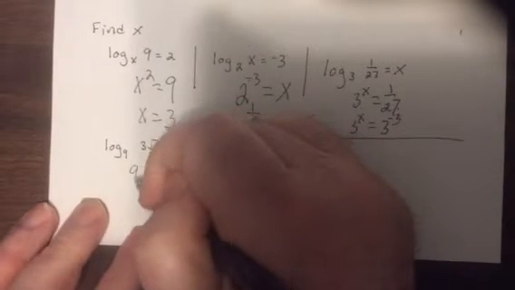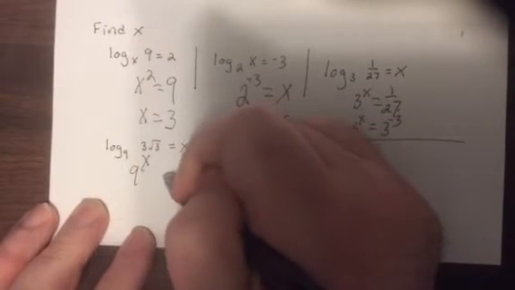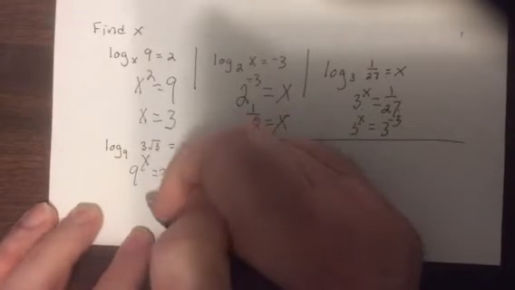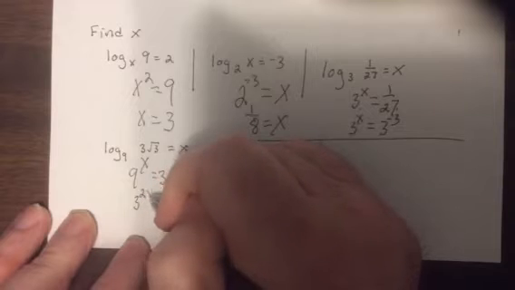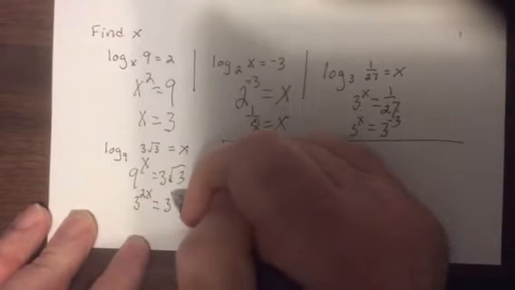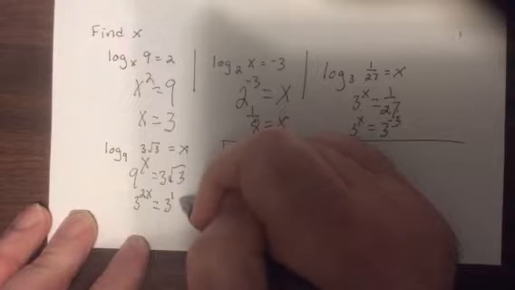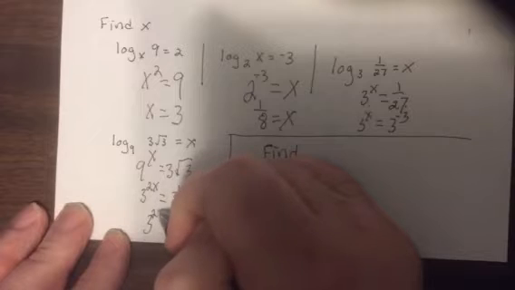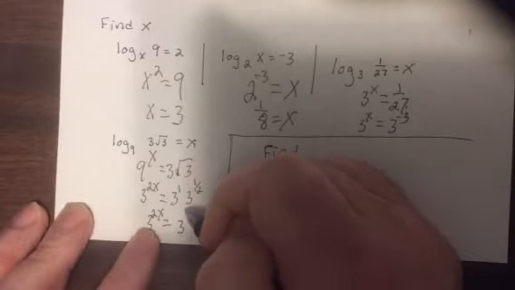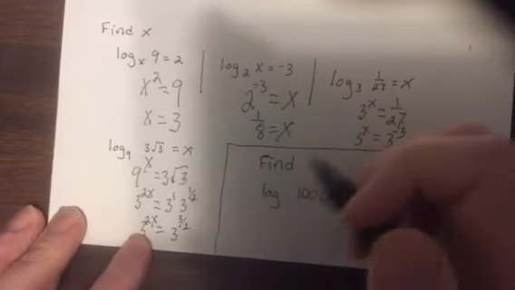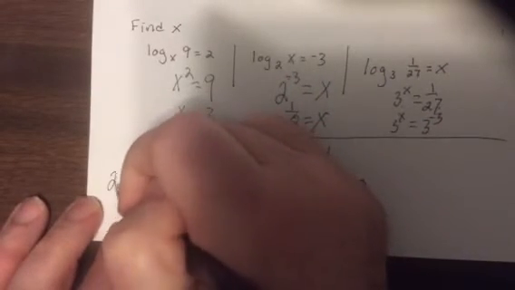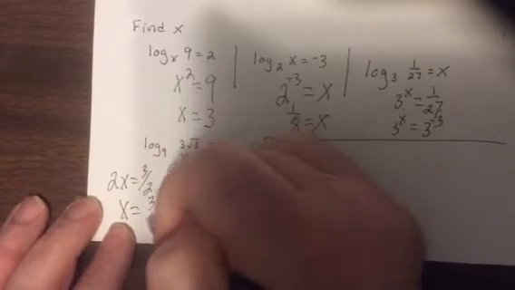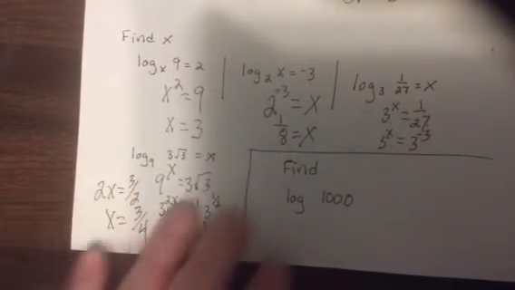And this one, a little bit more challenging. 9 to the x is the cube root of 3. Oops. So, 9 is 3 squared. 3 is 3 to the first. Square root of 3 is 3 to the half. So, it's 3 to the 2x equals 3 to the 3 halves. So, 2x equals 3 halves. So, x is 3/4. You divide both sides by 2.